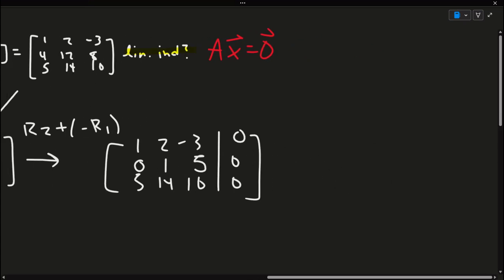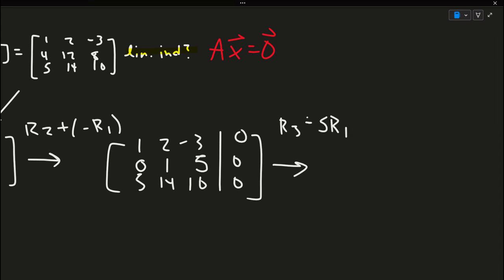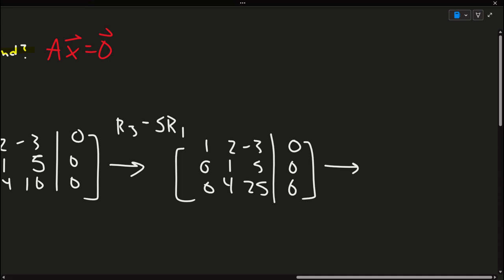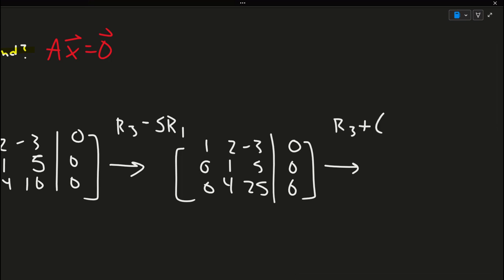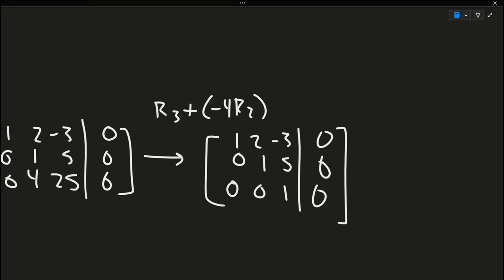Now, we need to get rid of the 5 in the third row. So we multiply R1 by negative 5 and add that to row 3, which gives us this new matrix. Now, we can multiply row 2 by negative 4 and then add that to R3, because we want to get rid of that 4 under the second 1 in the main diagonal. This gives us this new matrix. Since we have all of the pivots set up, the matrix is now in echelon form. You can stop.